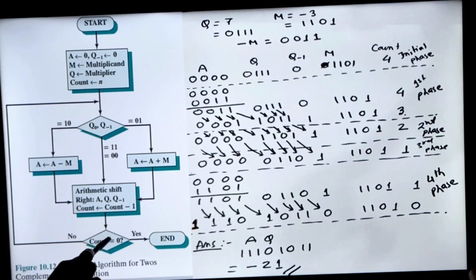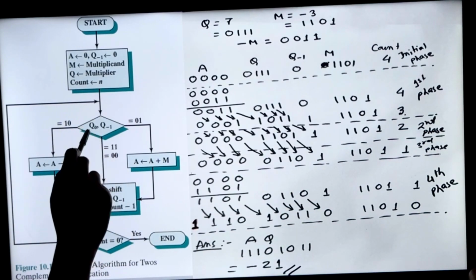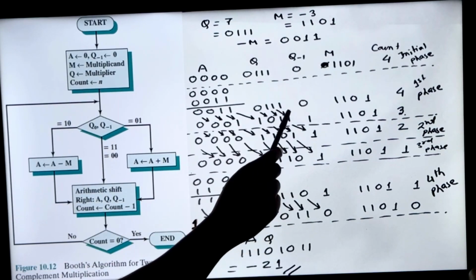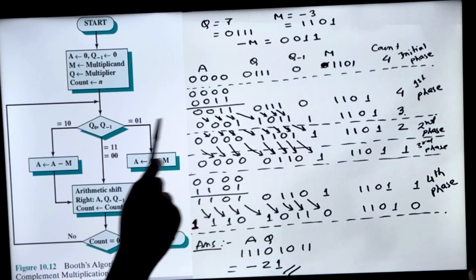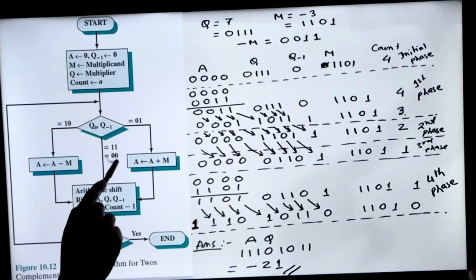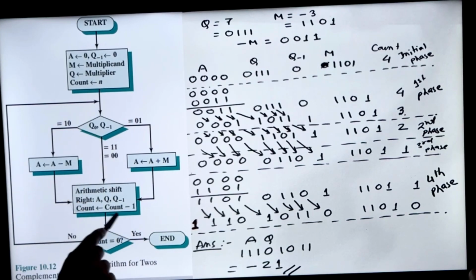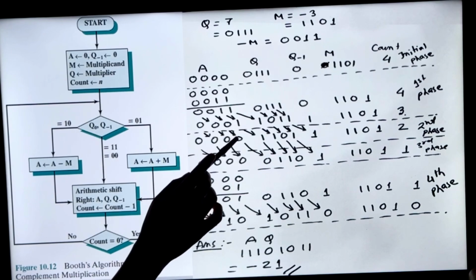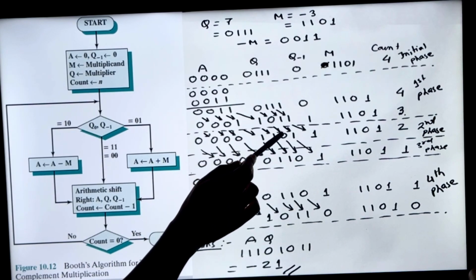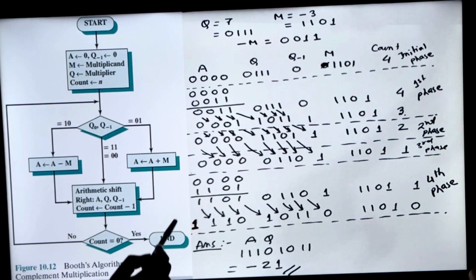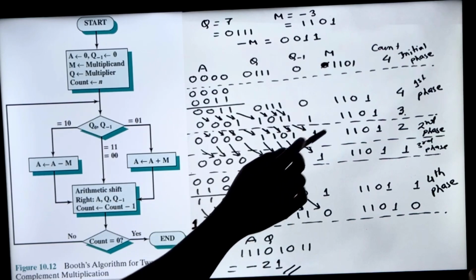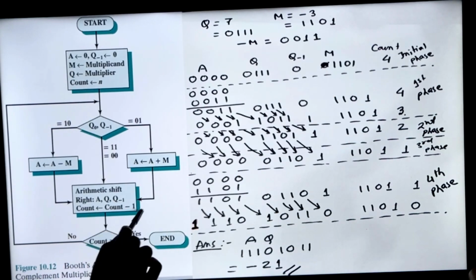It's 3 now. Now my count is not 0. It will come back here and check q naught and q minus 1 again. What is the q naught I have? 1. What is the q minus 1 I have? 1. If it is 1 1, I will directly come here, because this path is only for 1 1 and 0 0, and here I don't have any arithmetic operation. Simply I will do shifting of A, Q and q minus 1. So this 0 will come here, this 0 is here, this 0 is here, this 1 is here, 1 is here, 0 is here, 1 is here, this 1 is here. Fine. Now what to put here? I know this is starting with 0, so I am putting 0 here. And this M is the same, 1 1 0 1, and count equals count minus 1, which is 2.